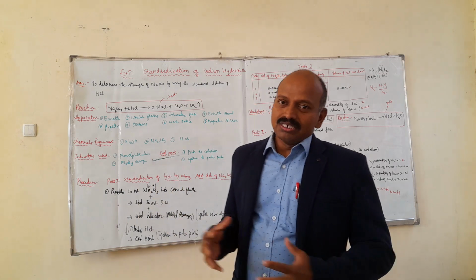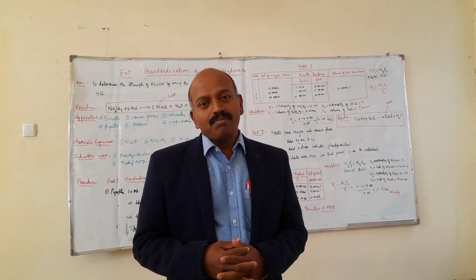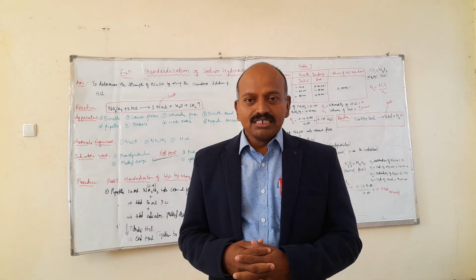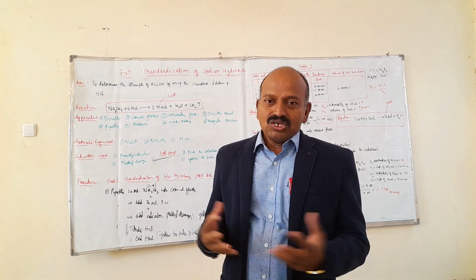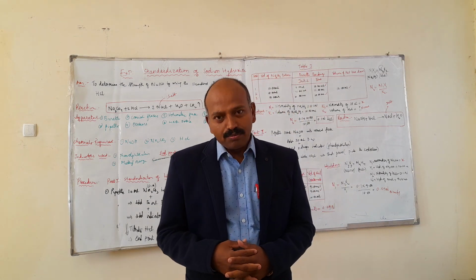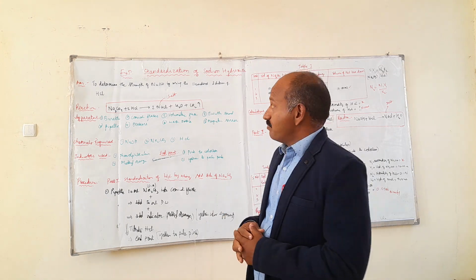So today we would like to discuss a very important experiment in titrimetry, that is standardization of sodium hydroxide. So let us see the procedure now. How to standardize sodium hydroxide? Sodium hydroxide is a base actually. We need to standardize by using an acid. Mainly we can use hydrochloric acid. So this is the most basic experiment in titrimetry, very important also. Let us see the procedure.